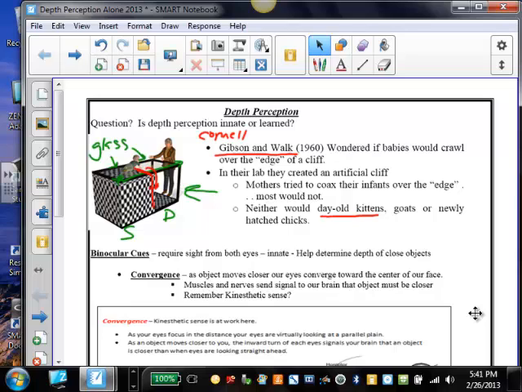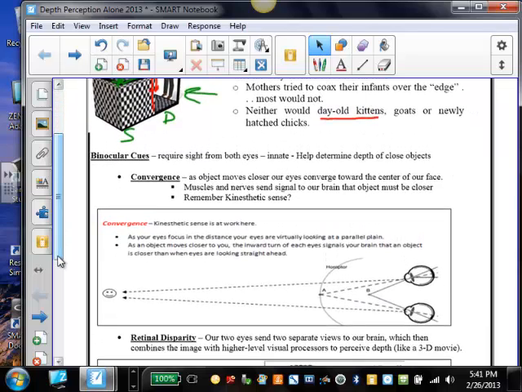So as we move on, how do we perceive depth and distance? There's really two visual ways that we determine depth and distance. One is called binocular cues, and the other is called monocular cues. And you can probably guess that binocular cues actually require the sight from both eyes. This is an innate experience. We're born with this capability, and this helps us determine depth, especially of objects that are closer to us.